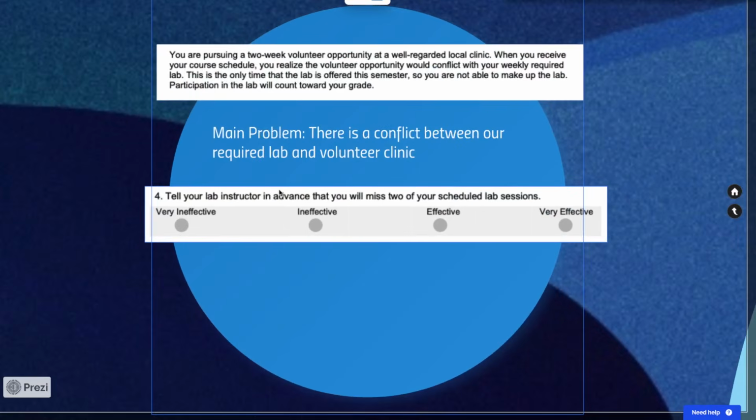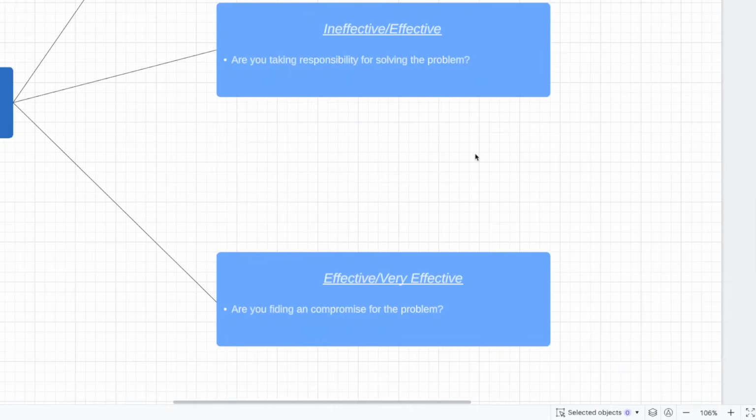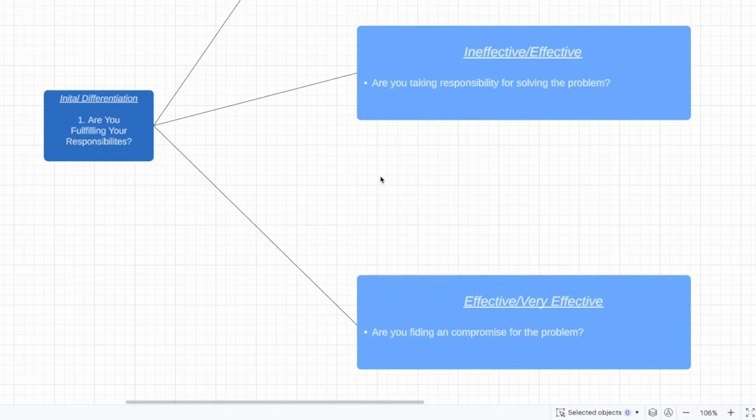Tell your lab instructor in advance that you will miss 2 of your scheduled lab sessions. Okay, so this is a bit reminiscent of the first question where we're missing the required lab, but it's a little bit of an improvement, right? We're telling our lab instructor that we're going to miss 2 of our scheduled lab sessions, so we're giving some heads up, but these questions and these responses should not be defined relative to each other, right?